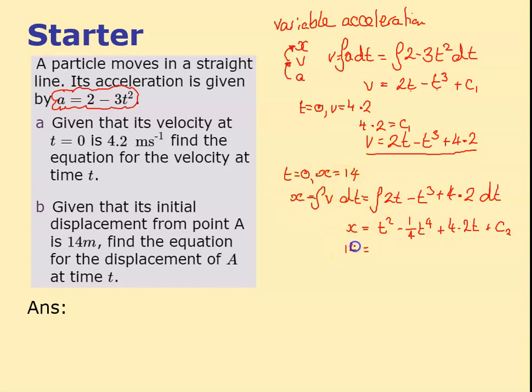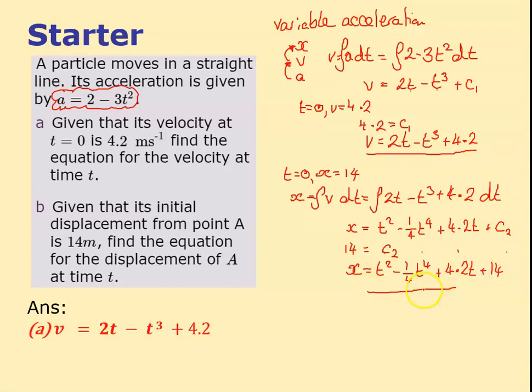So I can just write 14. Well, that disappears, that disappears, that disappears, this disappears. So effectively, C2 is 14. That's a very nice equation then. It's relatively easy to do. It's t squared minus a quarter t to the 4 plus 4.2t plus 14. And hopefully my answers are agreeing with that.